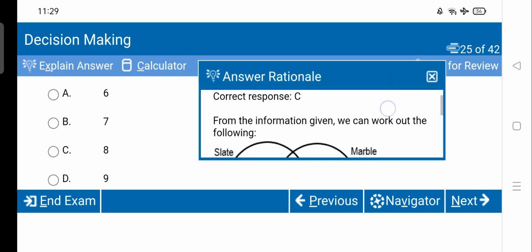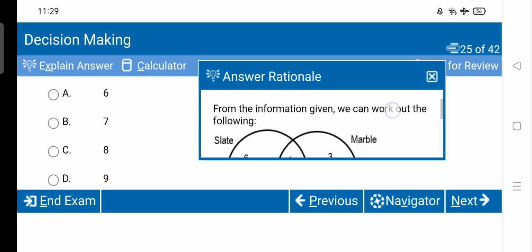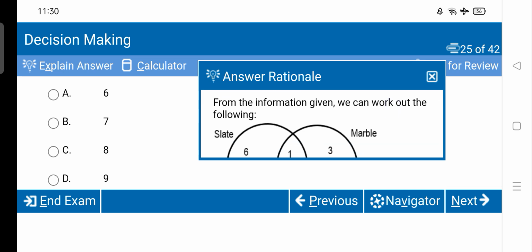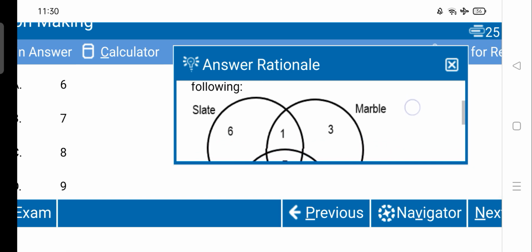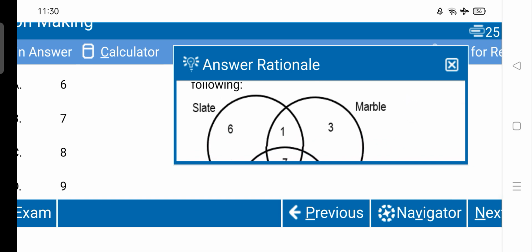So here we have the correct response is option C. From the information given, we can work out the following diagram. You can also draw your answers like this diagram on the notebook that is given to you during your test, and a pen, so you can draw these types of calculations. It will be easy to choose the right option.